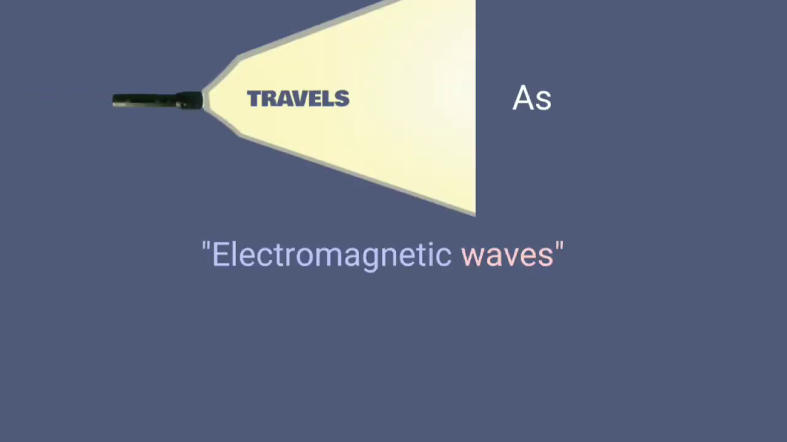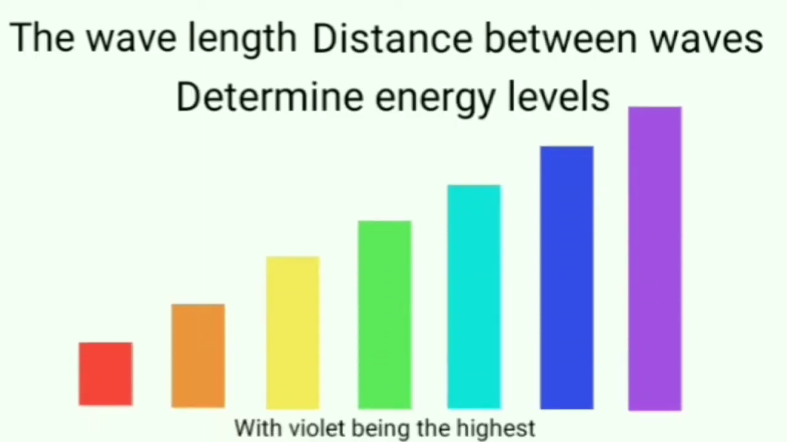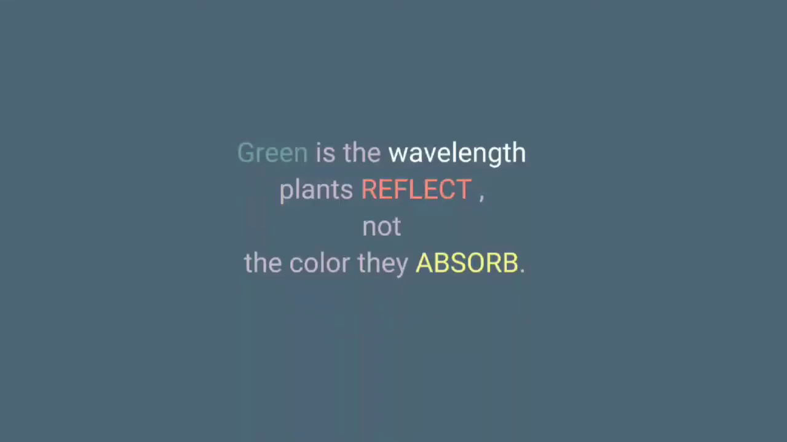Light travels as electromagnetic waves. The wavelength, the distance between waves, determines energy level. Some of those wavelengths are visible to us as the colors we see. If a molecule such as chlorophyll has the right shape, it can absorb the energy from the wavelengths of light. Chlorophyll can absorb light we see as red and blue. That's why we see plants as green. Green is the wavelength plants reflect, not the color they absorb.